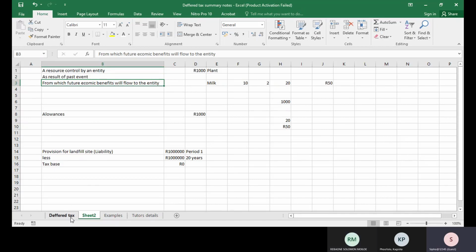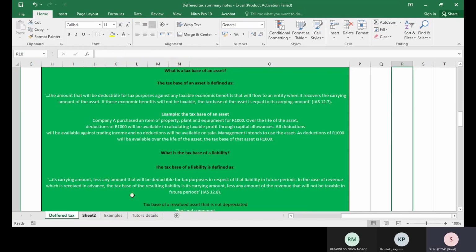Yeah. So I don't want to confuse you. For now, based on what I've explained, do you understand the tax base of a liability? Yes. Yeah. So what I will do, I'll share these notes with you, because it will be very important for you to always refer to them in case you have forgotten. So I've just explained one part of the tax base of a liability. There's a second one.